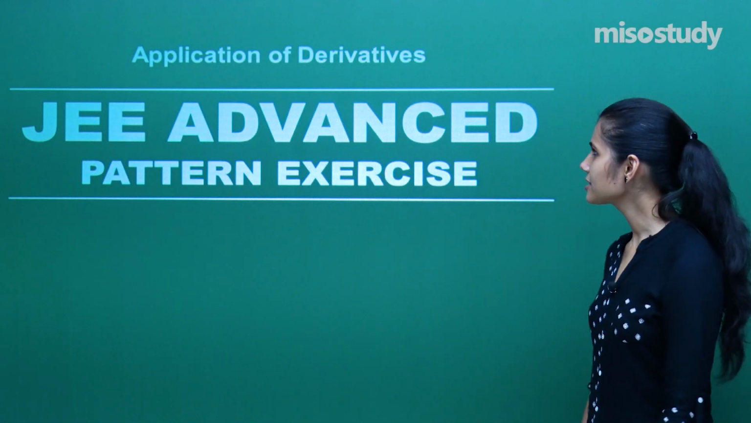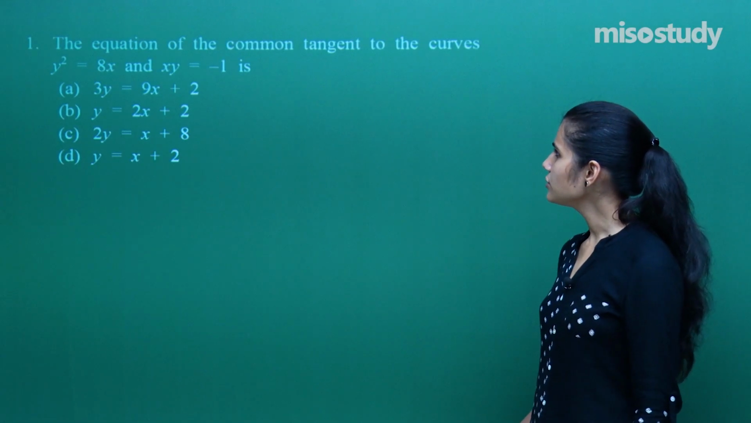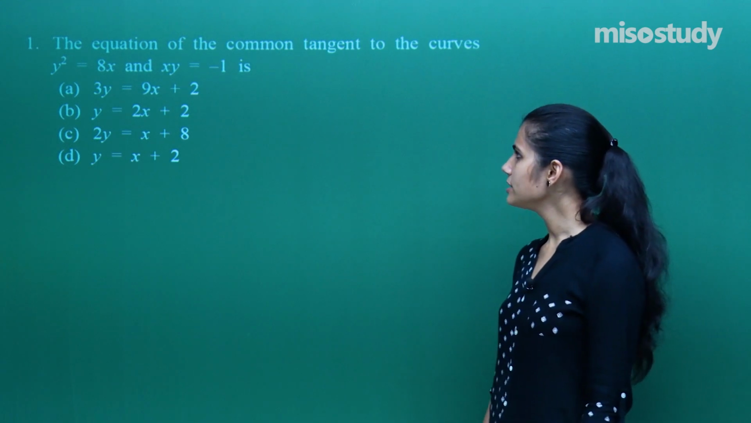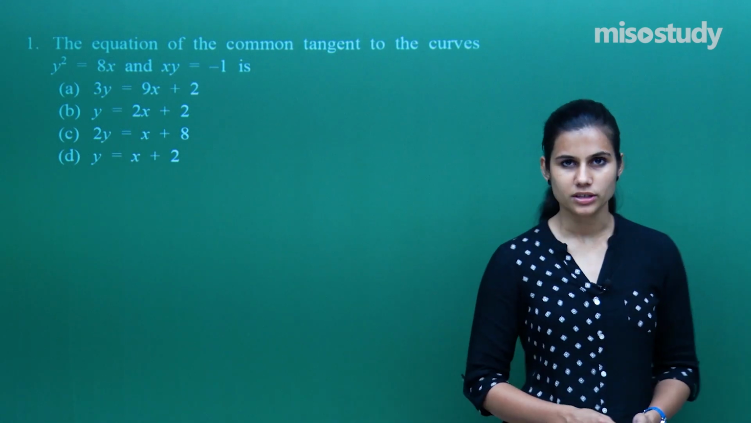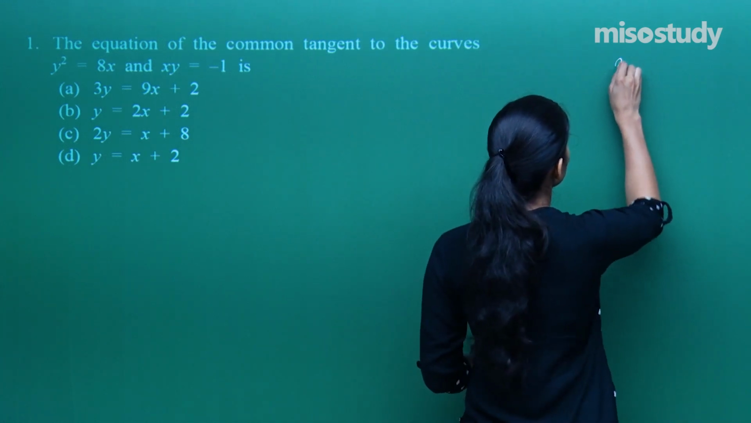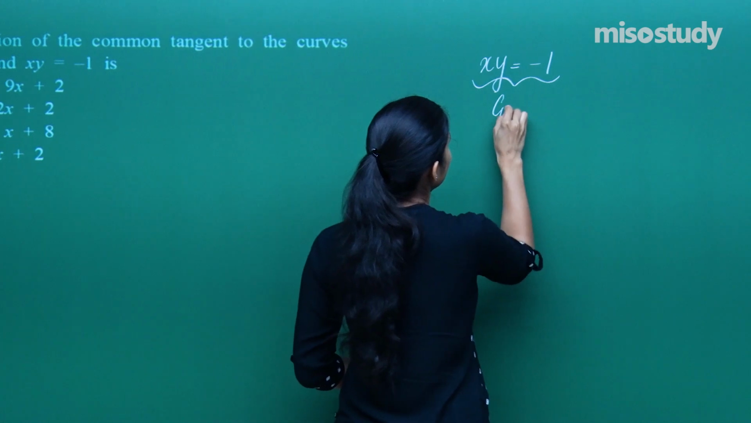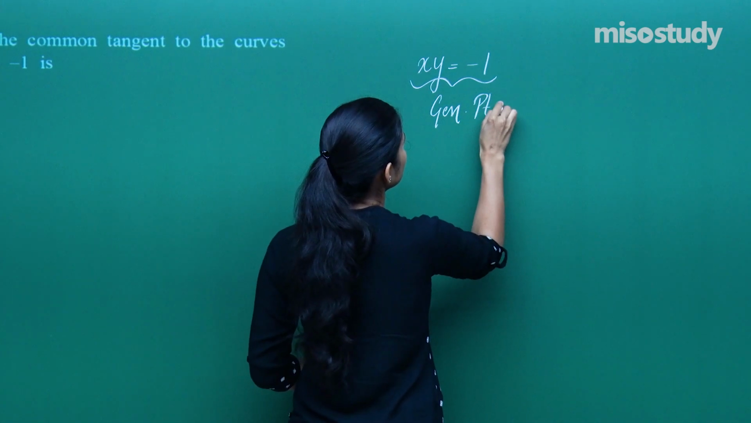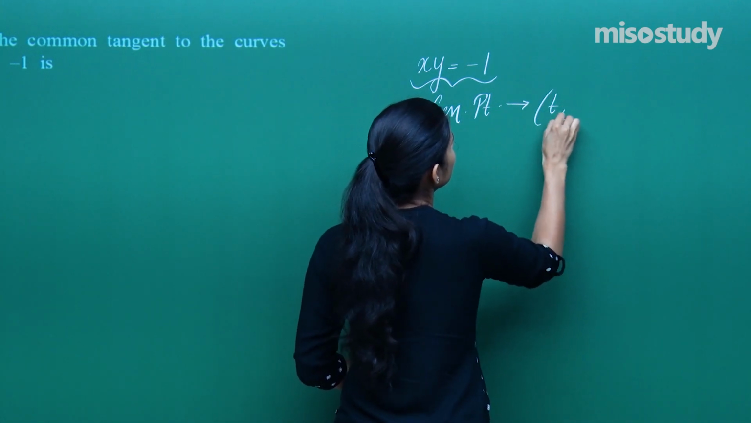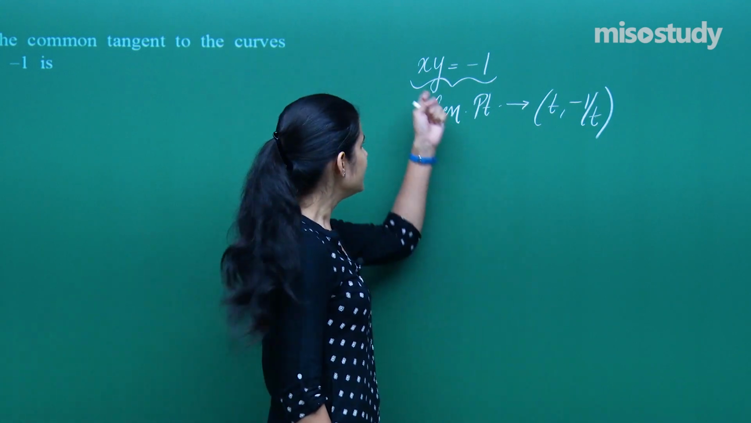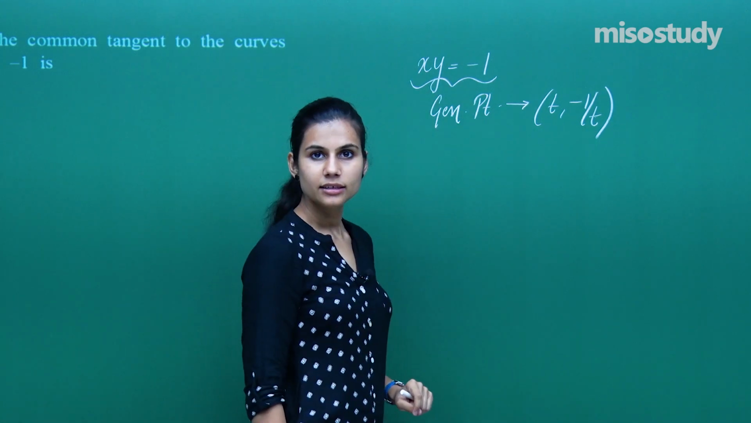Okay guys, let's begin the discussion over the questions. First question says that the equation of the common tangent to the curves y square equals 8x and xy equals minus 1 is what? Now if I talk about xy equals minus 1, on this curve, any general point looks like (t, minus 1 by t), where t is a parameter.